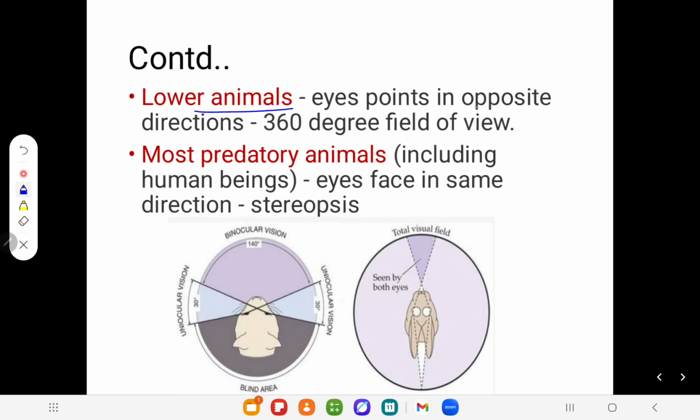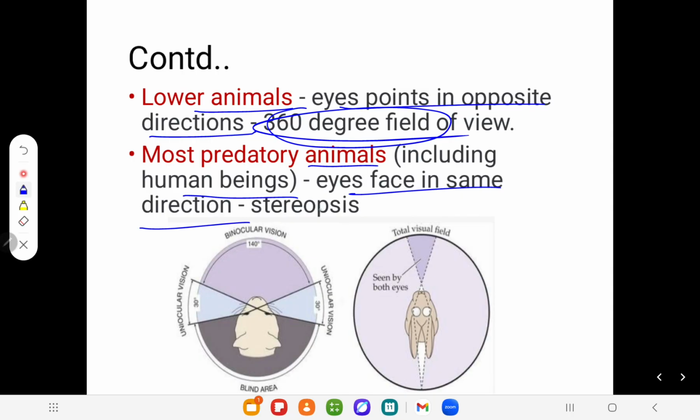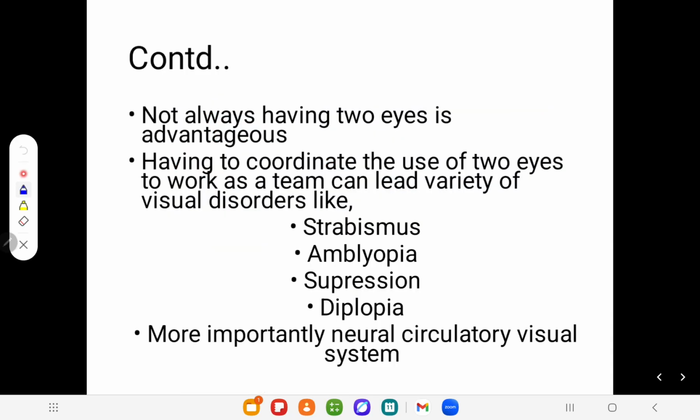So lower animals' eyes face opposite directions and have a 360-degree wide field of view, isn't it? Like the example of a bird or anything. Most predator animals, including humans, have eyes facing in the same direction for stereopsis, I'll tell you, because in our case we see forward, not everywhere, isn't it?